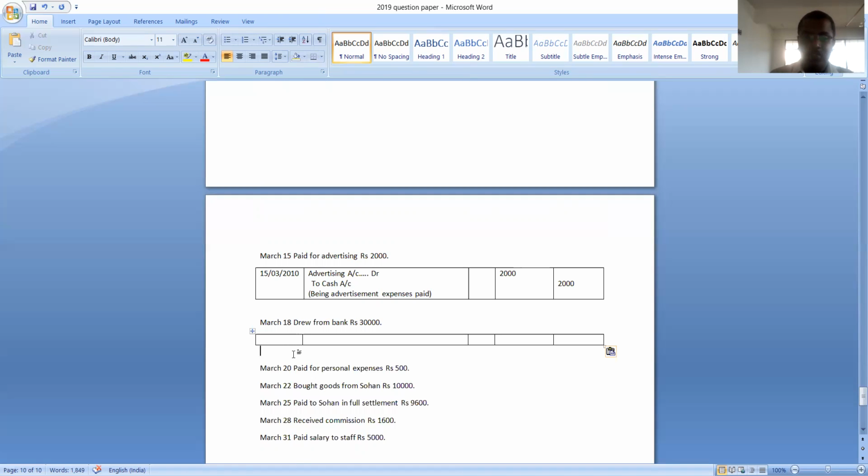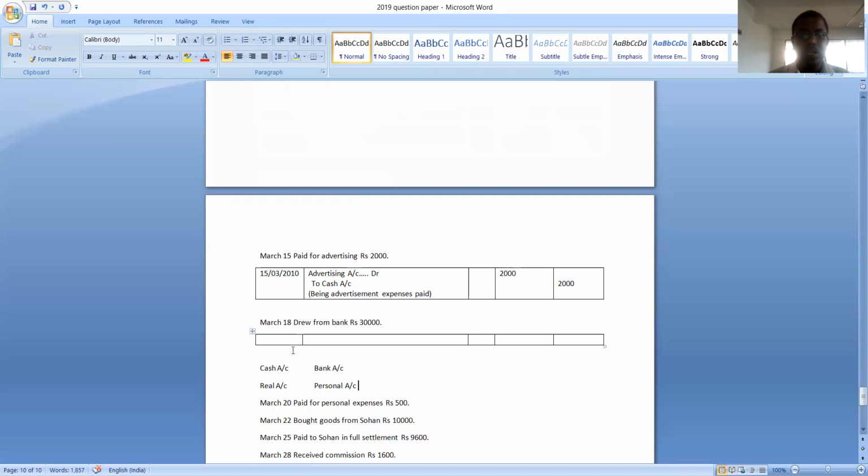So let us find out the two accounts here. Drew from bank. So one is cash account and another one is bank account. Any other possibilities? If it is for personal use, then instead of cash account, drawings account will come. But it is withdrawn for office use. So which account will come? Cash account will come. So these are the two accounts, cash account and bank account. Cash account is which account? It is a real account. Bank account is which account? It is a personal account.